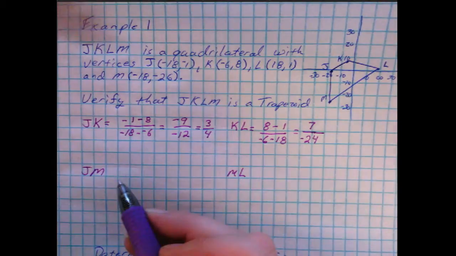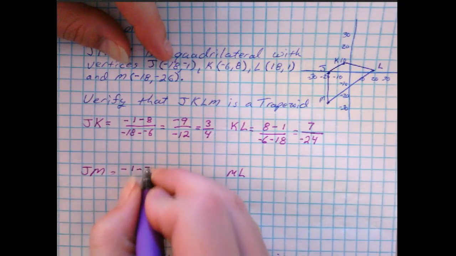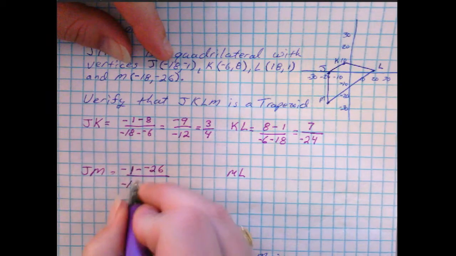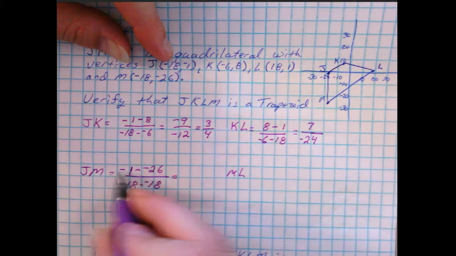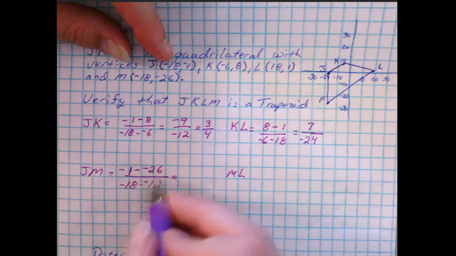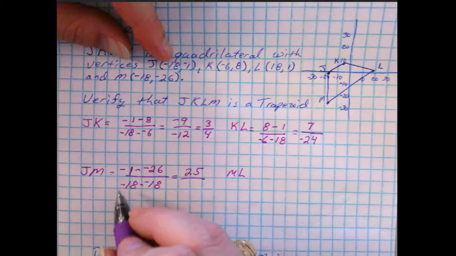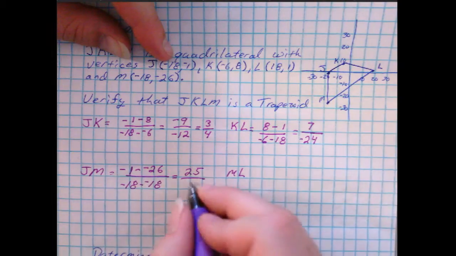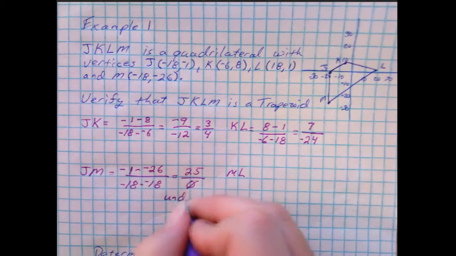So let's look at JM next. J and M. We have -1 minus -26 divided by -18 minus -18. -1 minus -26, we're adding here, so that means we're going to take the difference, which is positive 25. Negative 18 minus a negative 18, again, minus a negative is like plus, so we have 0 on the bottom. So this is going to be undefined.